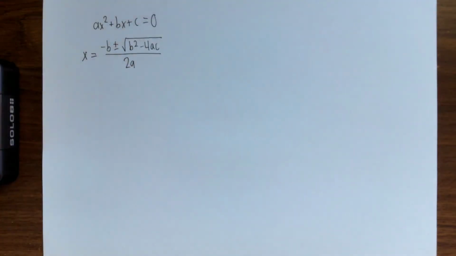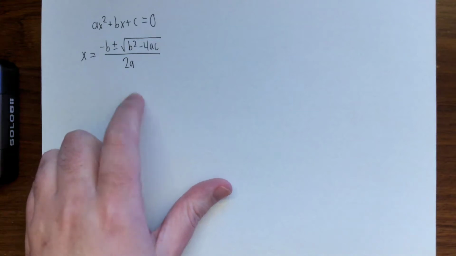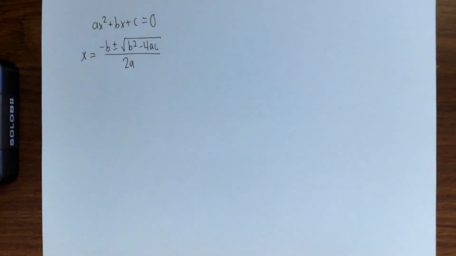Now, it's a very long formula. It says x is equal to negative b plus or minus the square root of b squared minus 4ac, all over 2a. So if you use this formula, it will tell you the answers to your problem. Sometimes these equations will have two answers. Sometimes these equations will have one answer, and sometimes they'll have no answers.